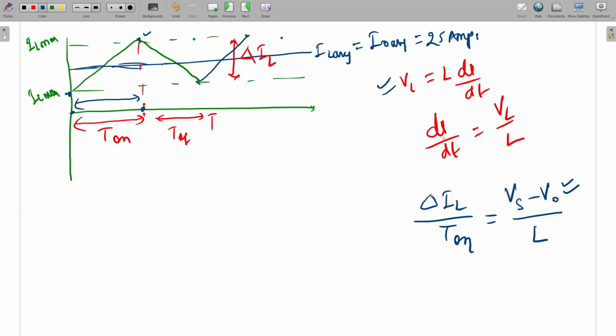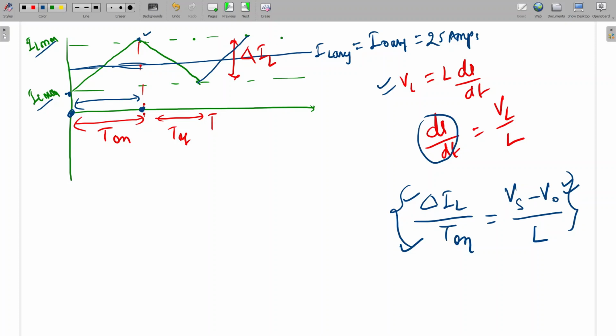Okay, di by dt means what? I2 minus I1 divided by T2 minus T1. I2 means IL maximum, I1 is IL minimum. So I2 minus I1 will be delta IL. T2 minus T1 will be from here. This is T2 and this is T1. T2 minus T1 will be T on. So this equation we can derive. di by dt means slope. During this on period, the slope will be this one and VL is Vs minus V naught. So from here we can calculate this delta IL value.